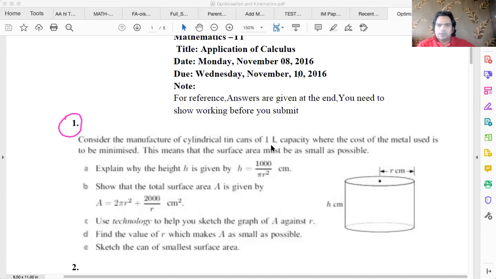So here the typical optimization skill is going to be used to solve the problem. Now here the first situation has been given, the constraint has been given that this container should have the capacity of 1 liter. The variables that are given are radius and the height.